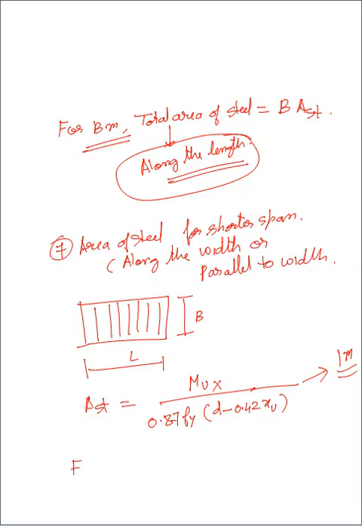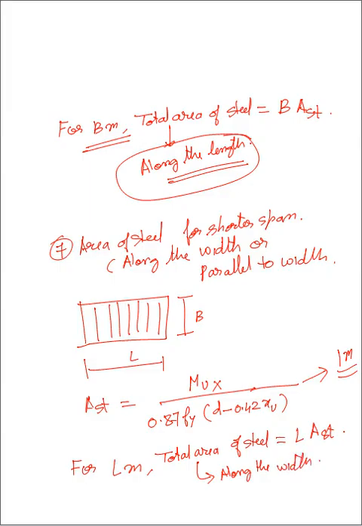For L meters, the total area of steel is L multiplied by Ast, which is along the width. So we have to find two areas: one along the length, and one along the width. These were the 7 steps. I hope you are understanding. Thank you very much.